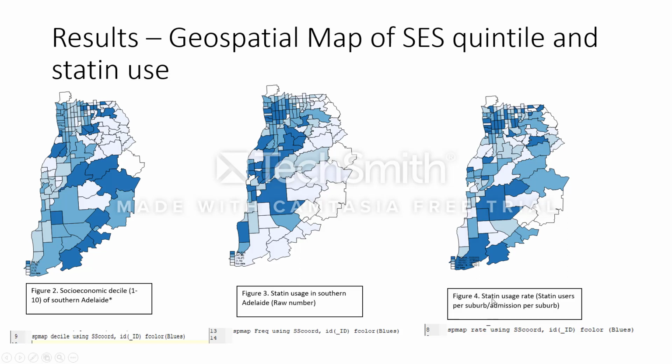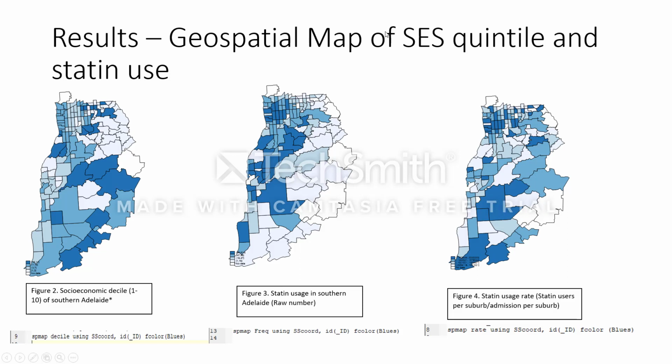And this one here, I suppose, is a more important measure. It's the statin usage rate. Okay, so the statin users per suburb divided by the admissions per suburb. So it's the SPMap rate using the coordinates. You can see these pockets, these suburbs here have a high relative rate of statin usage. These areas have lower rates.